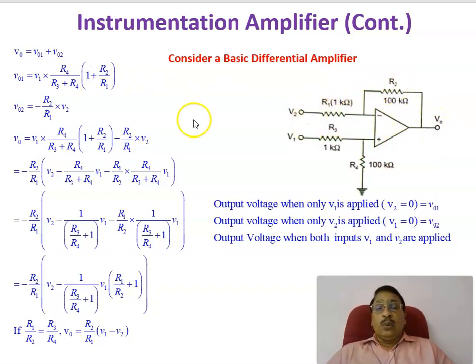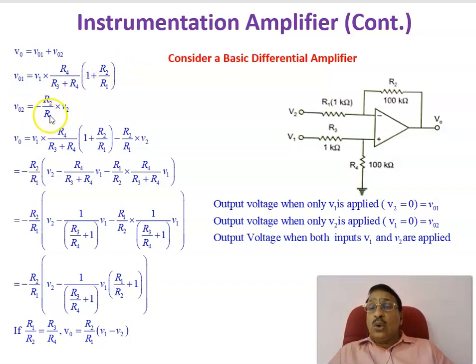Because this is grounded, for the non-inverting amplifier the gain equation is 1 plus R2 by R1, and the input voltage here is V1 divided by R3 plus R4 into R4. Substituting here, you will get V01 equal to V1 into R4 by R3 plus R4 into 1 plus R2 by R1. And this is the equation for V01.